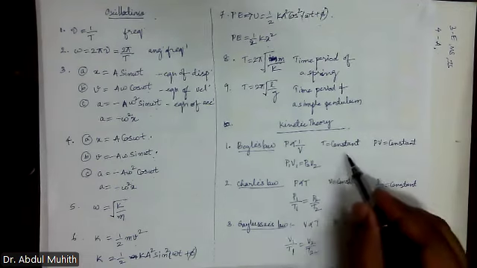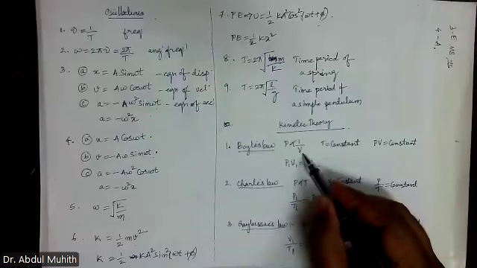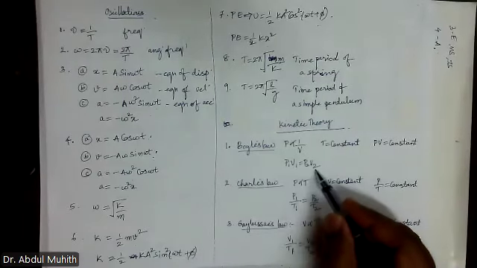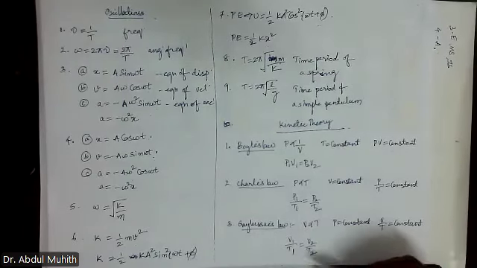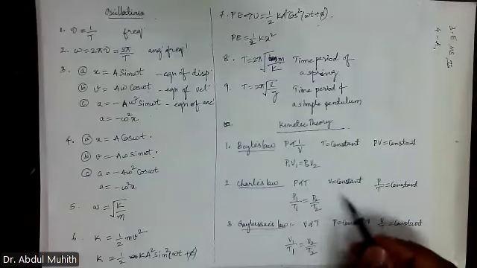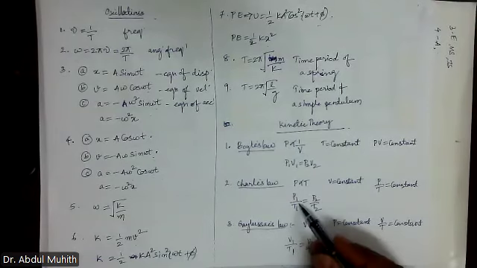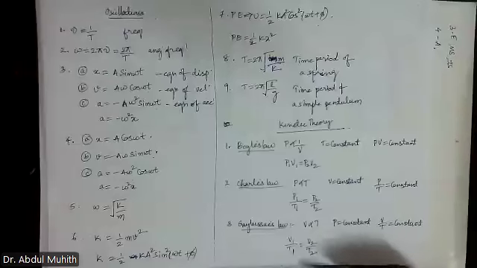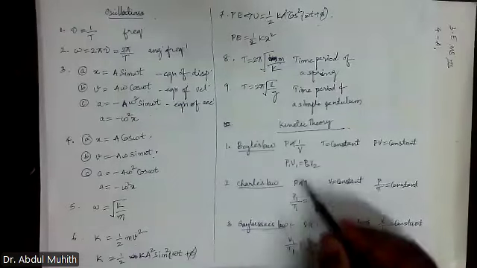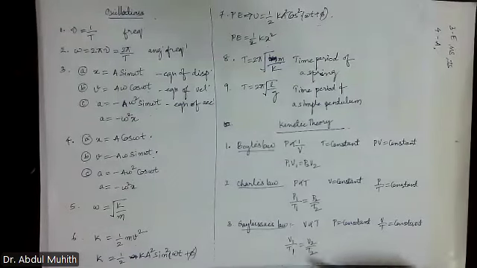In Boyle's law, he says that at constant temperature, pressure is inversely proportional to volume: P1 V1 equals P2 V2, or PV is equal to a constant. In Charles' law, P is proportional to T when volume is constant, or P by T is constant. Here we have P1 by T1 equals P2 by T2. And in Gay-Lussac's law, V is proportional to T when pressure is constant, or V by T is constant: V1 by T1 equals V2 by T2. These formulas we use in numericals. They will give three values, and you need to find out the fourth value.